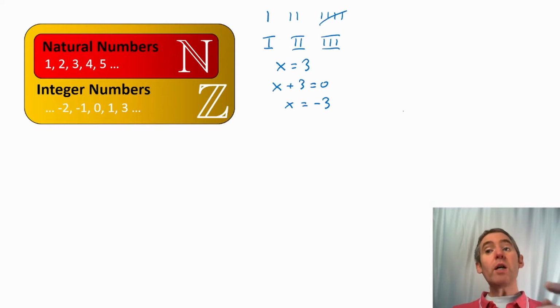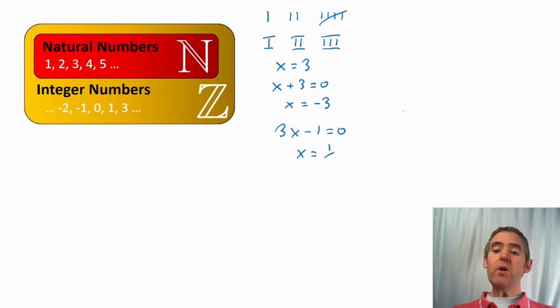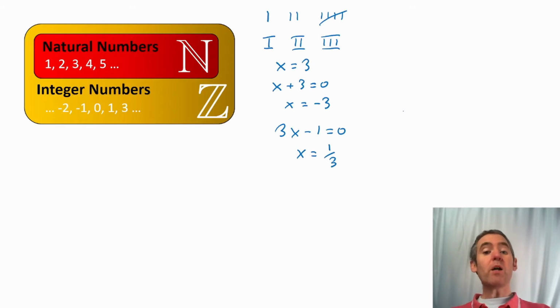So we can write another expression now that extends that further. 3x minus 1 is equal to 0. That means that x is equal to a third. Now, a third does not belong to the integer set because the integer set has to be whole numbers. It might be negative, but they're still whole numbers. So a third does not belong to that set.